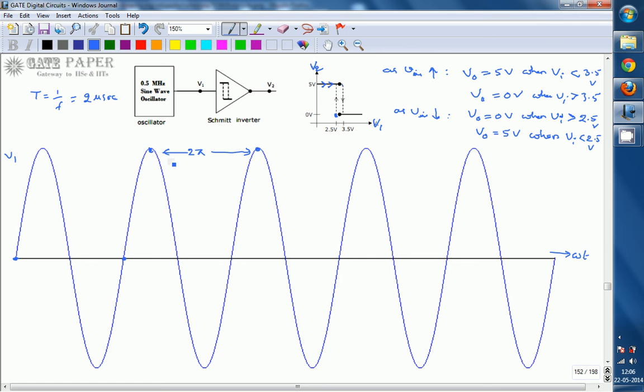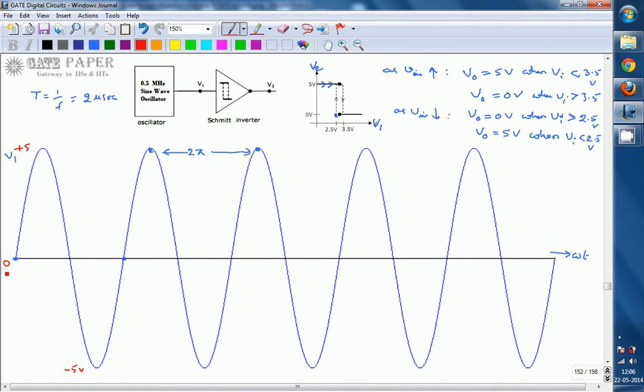Now we will indicate the levels 3.5 volts and 2.5 volts on the waveform. The magnitude of this input signal is given as 10 volts peak to peak, which means the highest value is plus 5 volts and the lowest value is minus 5 volts, because it was given as 0 DC. So 0 DC is the value where you are getting 0.